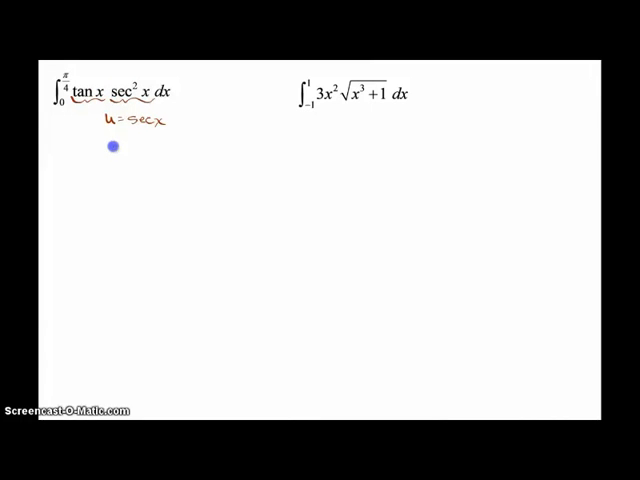It's being squared. So the derivative of secant, remember, is secant tangent. Well, that's there as well. Secant tangent is there as well. So this can be rewritten. We rewrite the definite integral, remember, simply as u du. It's just as simple as that.